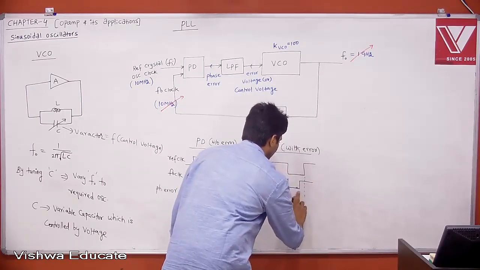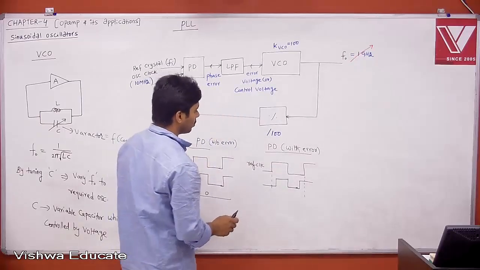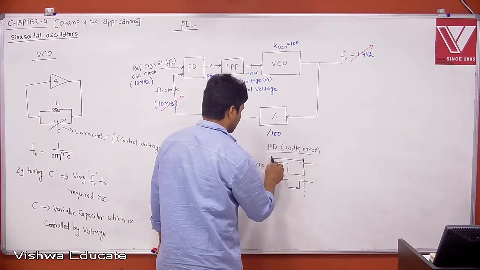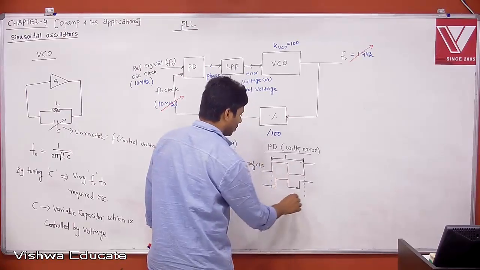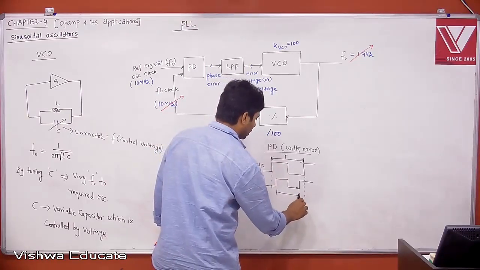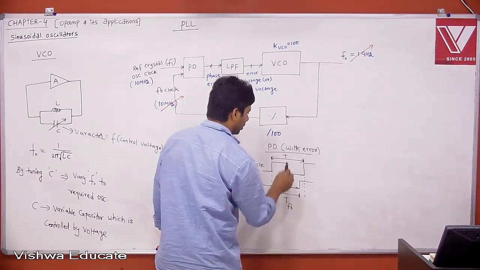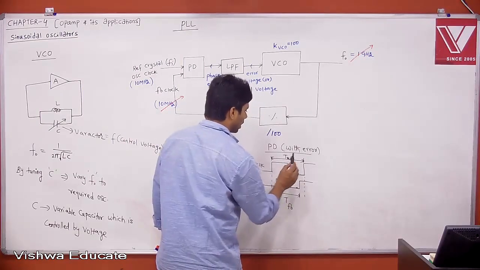This is with respect to the reference, right? Therefore, this is your expected time period, the reference clock time period. But now, what is your time period now? Now, there is an error in the time period. This is your feedback time period, and this is the reference clock time period.